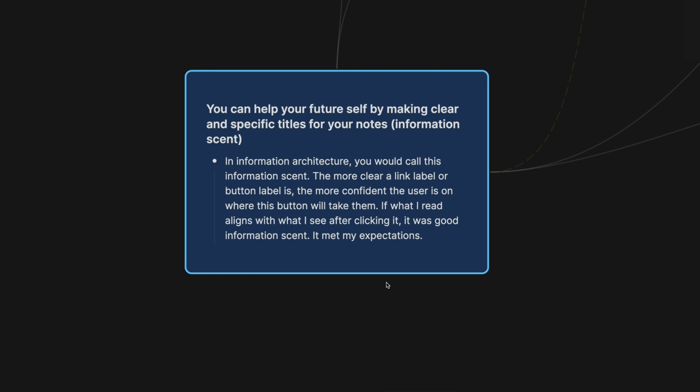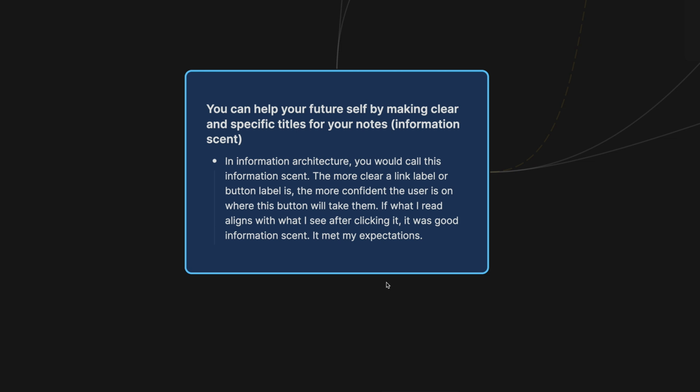We click on a link because it says one thing, but when I get to the page or to the YouTube video or wherever I'm going, it's not lining up with what the link actually said. That's poor information scent. What we want is it meeting or exceeding our expectations.